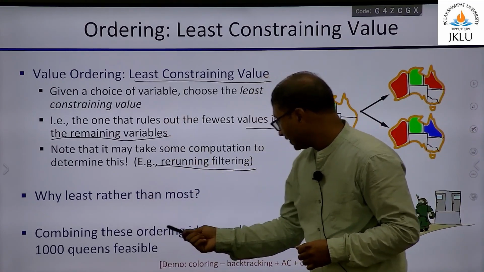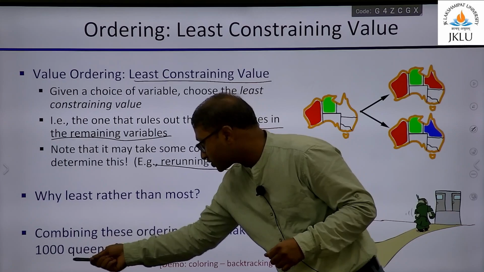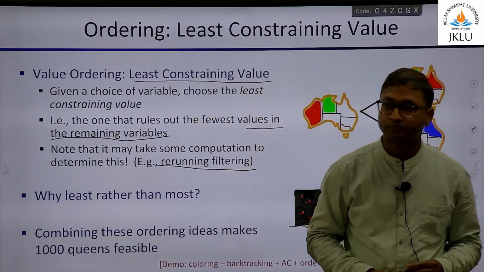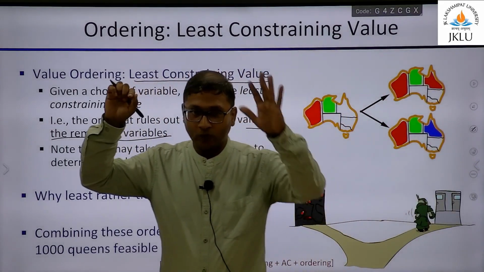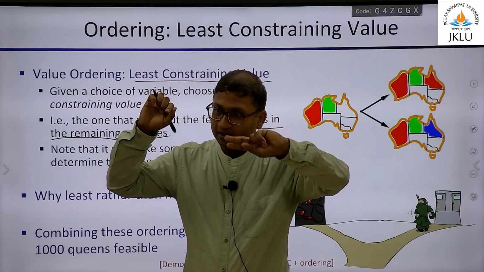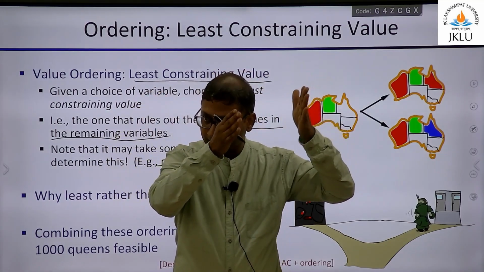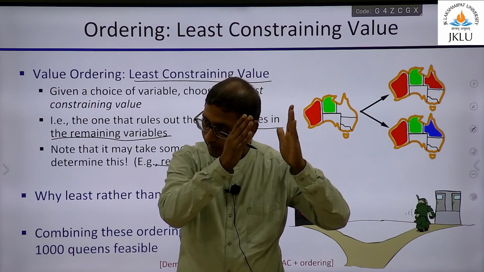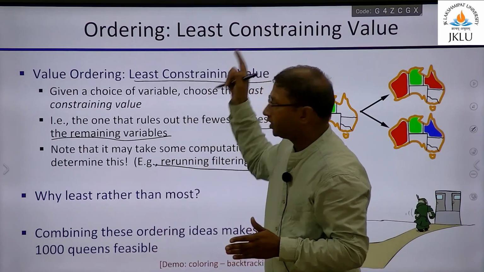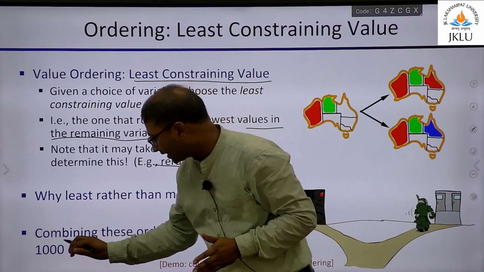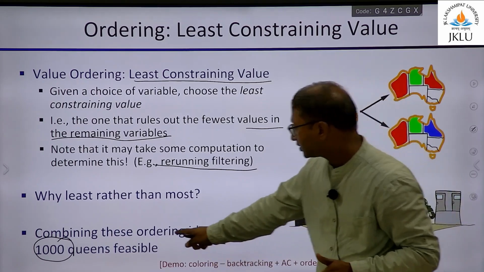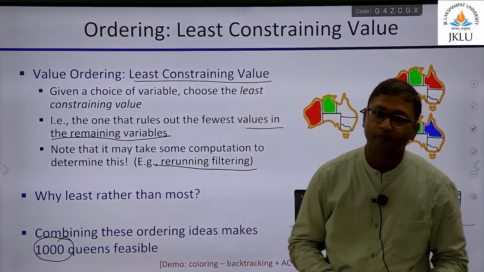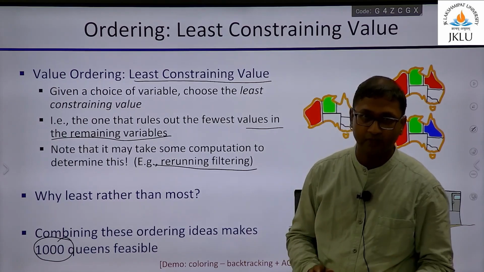Combining these ordering ideas makes 1000 queens feasible. So where did we start from? N queens. What DFS will do we don't know, but DFS plus backtracking in that same time could do N equal to 25. If you apply all these ideas, in that same time, 1000 queens are also feasible. Okay, we are done for today.